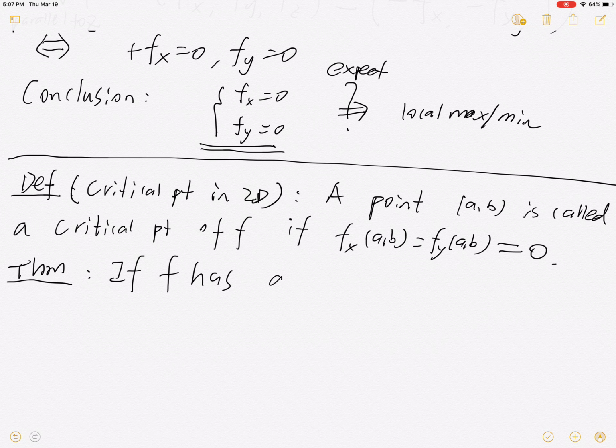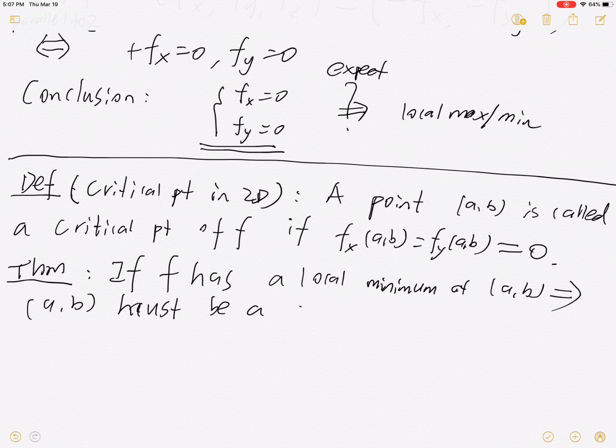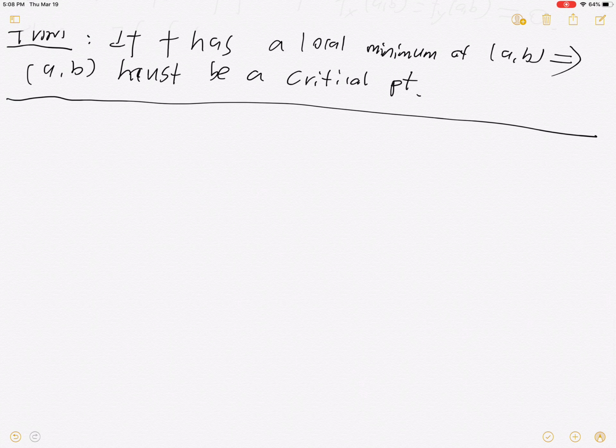If f has a local minimum at (a, b), then (a, b) must be a critical point. We will not prove this. I think if you know how to solve the problem, that's enough. Okay, next let's look at certain examples.